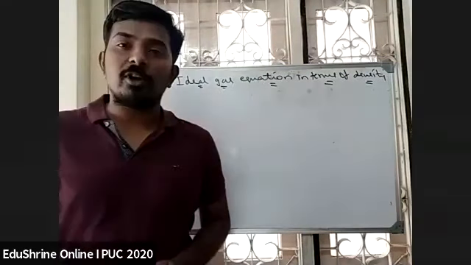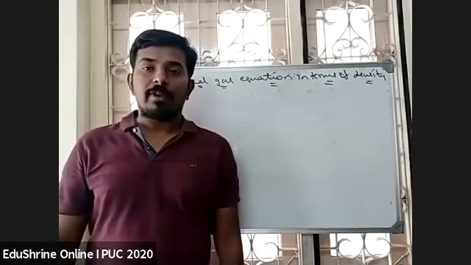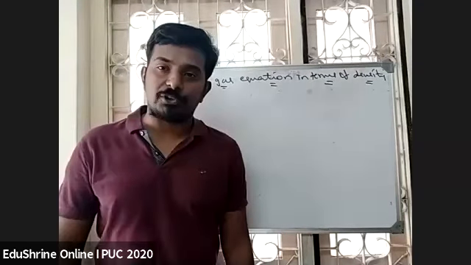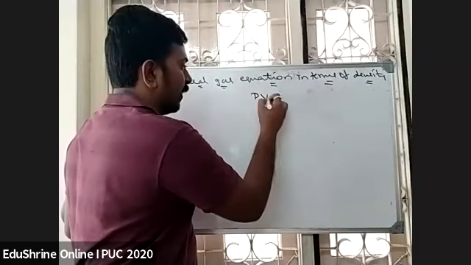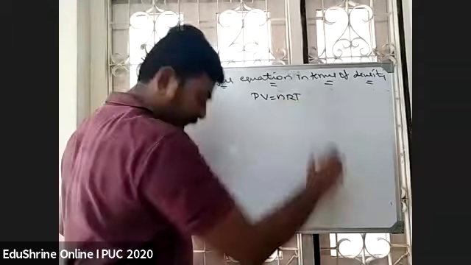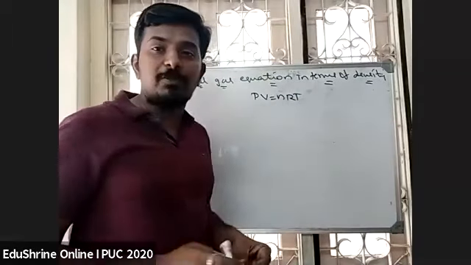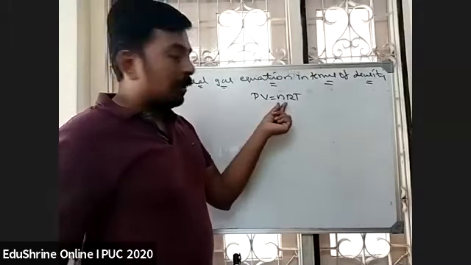Ideal gas equation in terms of density. So we have the ideal gas equation in terms of density also, students. We'll derive it. We know that the ideal gas equation is PV is equal to nRT.